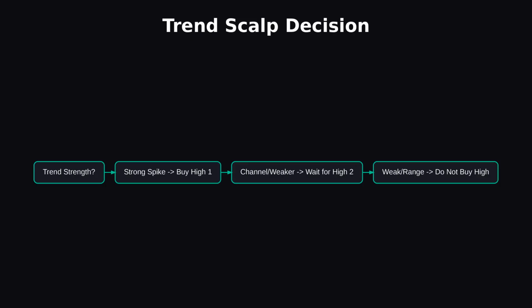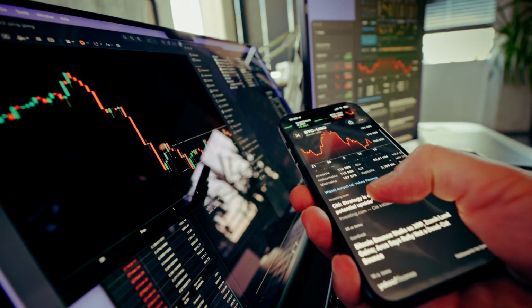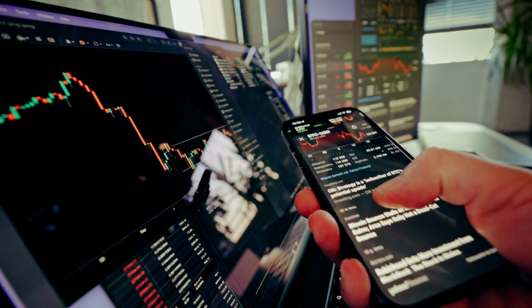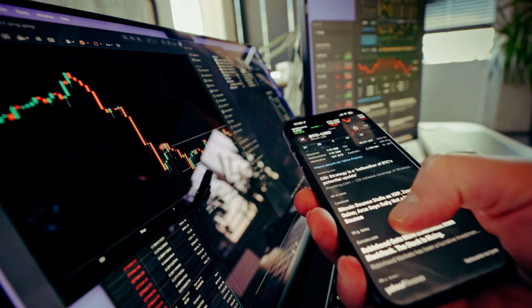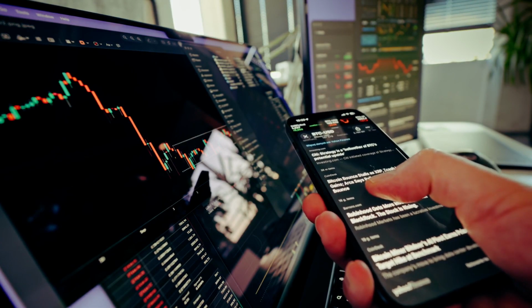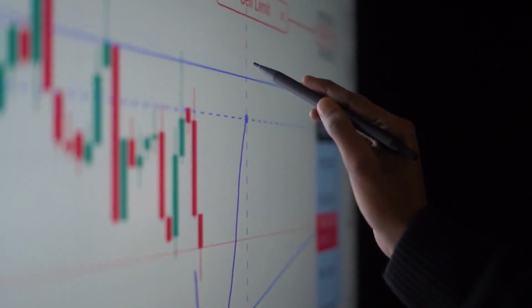A high 1 is the first time the price goes above a prior bar's high during a pullback. In a very strong spike, you can take the high 1. In a weaker channel, wait for a high 2 for higher probability. The stop loss for a trend scalp is below the signal bar or the most recent major high or low. Because we are scalping, if the trade doesn't go immediately, the premise might be wrong.